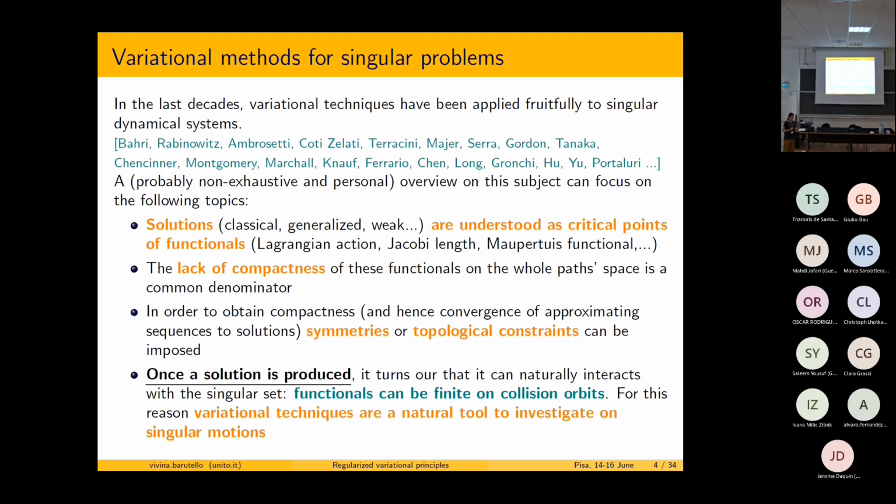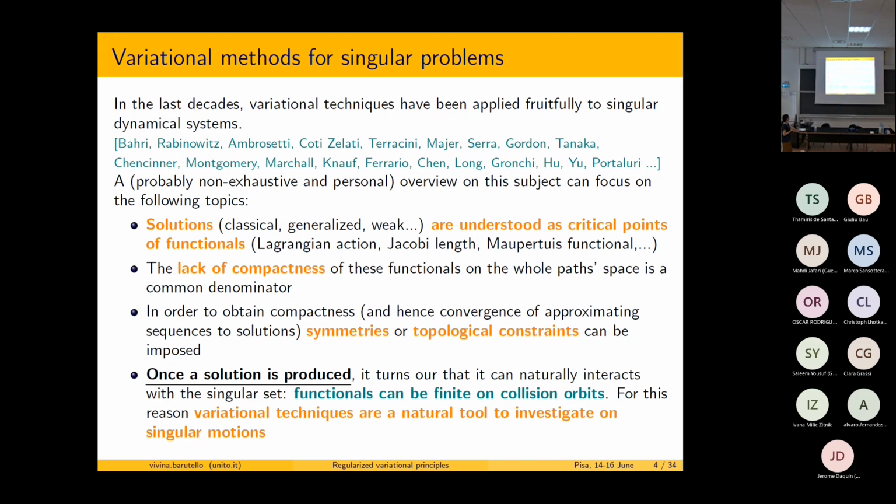Compactness is a property in a functional space that ensures that if you take a sequence, this special sequence admits a convergent subsequence. This is the spirit of variational methods: to approximate critical points with sequences, but to converge to the critical points, you need a sort of compactness. And you don't have it in these singular problems.